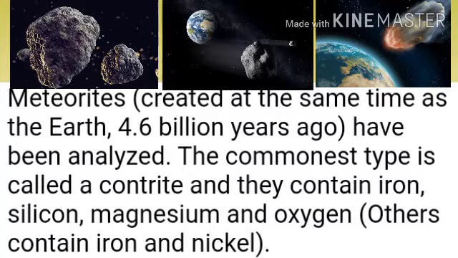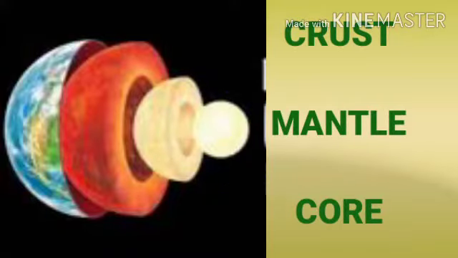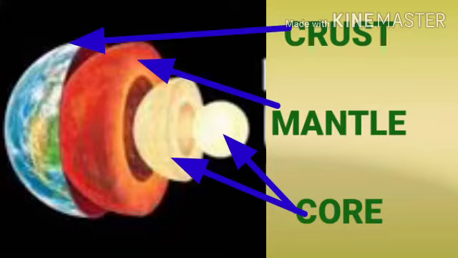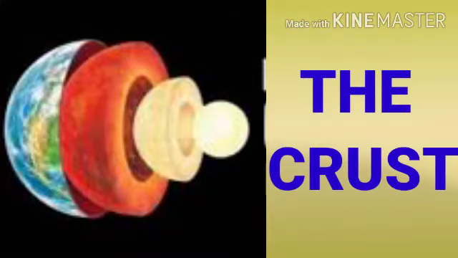Meteoroids, created at the same time as the Earth, 4.6 billion years ago, have been analyzed. The commonest type is called a chondrite, and they contain iron, silicon, magnesium, and oxygen. Others contain iron and nickel. Iron and nickel are both dense and magnetic. The internal structure of the Earth is mainly divided into three parts: the crust, mantle, and core. So, let's see these in detail.